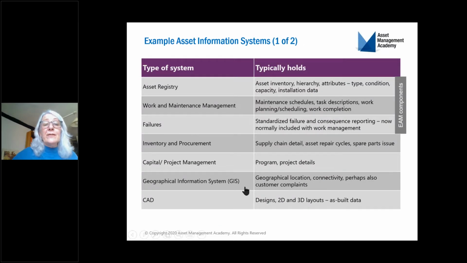And here's the kind of IT that we might require. I'm not going to go in huge detail, but I'll just take you through this one because this is a very central IT system in asset management, which combines something called an asset registry or asset inventory, which is basically a list of all our assets and their basic attributes: what type, what manufacturer, what condition they're in, their capacity, when they were installed, where they are.